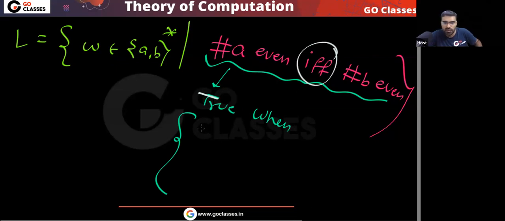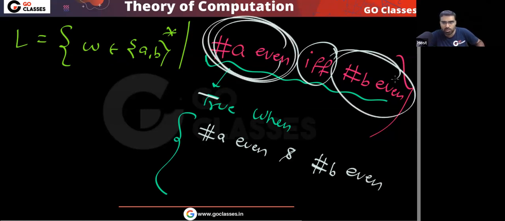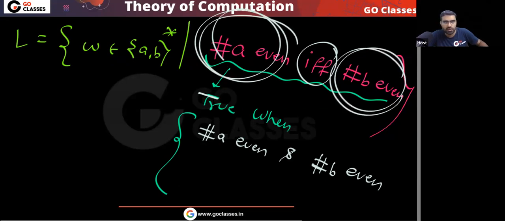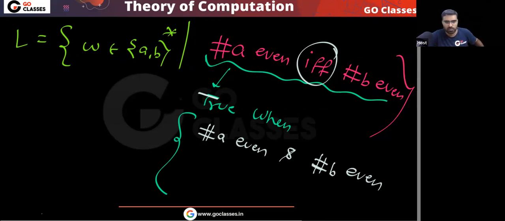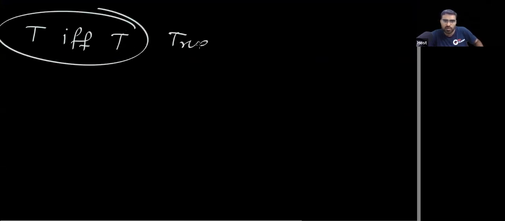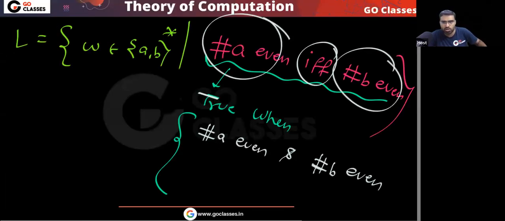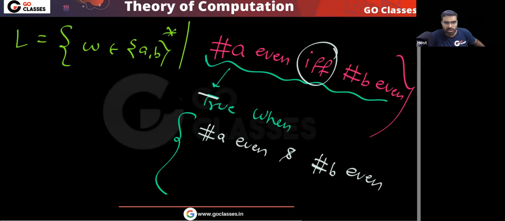What are those conditions? One condition is the number of A even and the number of B even. Yes or no? This is one condition. Means this is true and this is also true. True if and only if true, that is true. So when this is true and this is also true, then the string will belong to the language.